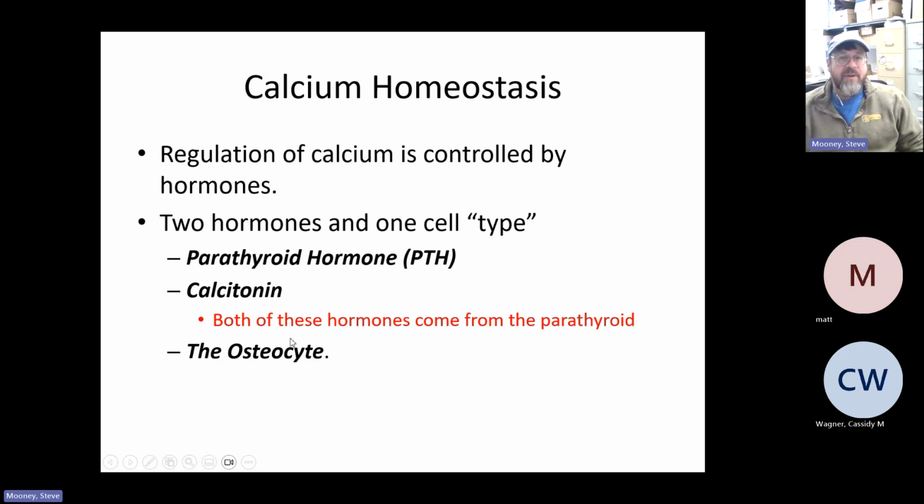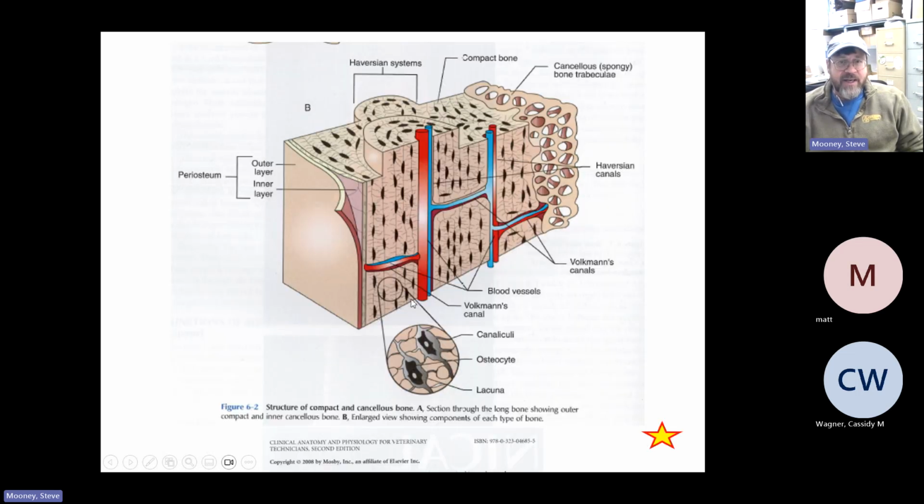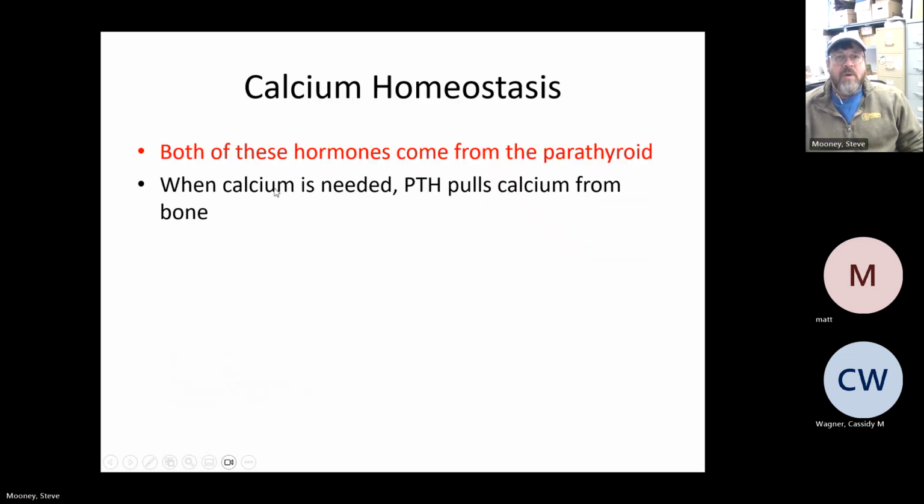We remember that the osteocyte is sitting in these little caves, communicating with the other osteocytes by basically yelling down a little hole or a pipe, and we're moving what we need to. So both hormones come from the parathyroid gland. When calcium is needed, the parathyroid hormone pulls calcium from the bone.